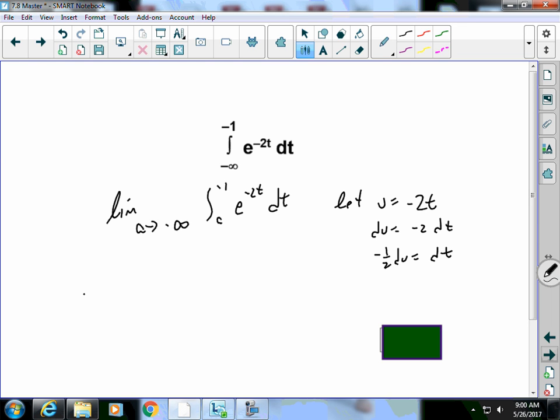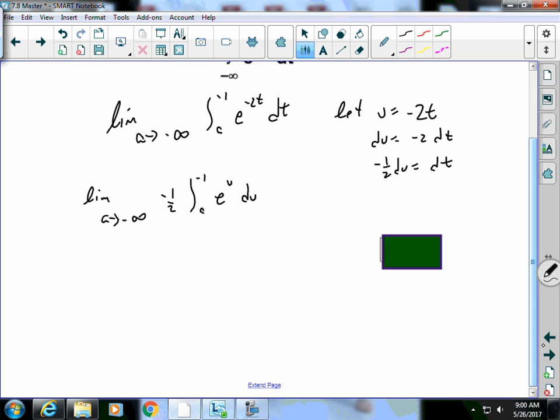I can then say I'm looking at the limit as a approaches negative infinity of minus 1 half times the integral from a to negative 1 of e to the u du. So now I can integrate that, the limit, and I expect you to write all this information down for me.